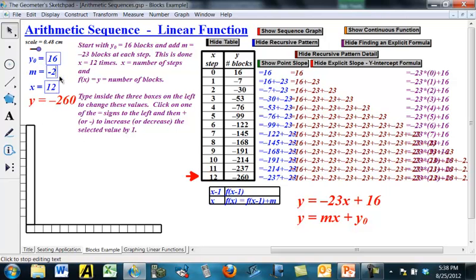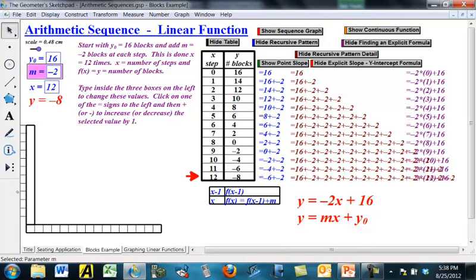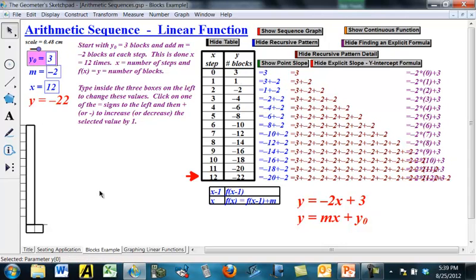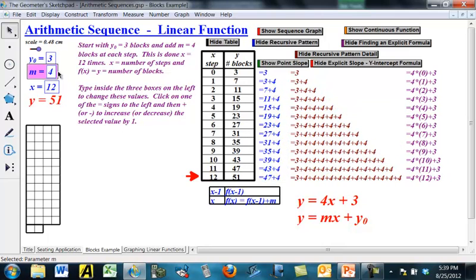Let's say if I start at 16 and work our way down, this blocks thing doesn't work anymore, but the rest of the sketch does work correctly. I'm repeatedly adding a negative 2, so even when you have a negative number there, it works. Even if you start with a decimal, let's say 2.5, and let's say we want to add 4 each time.